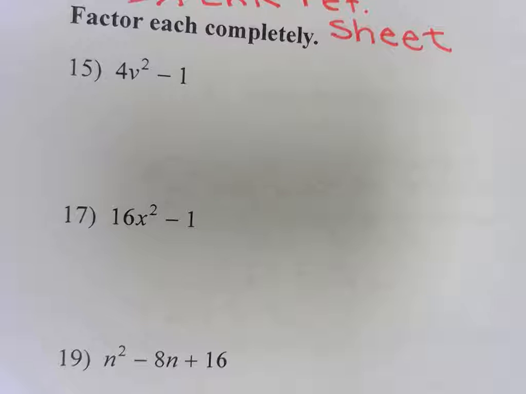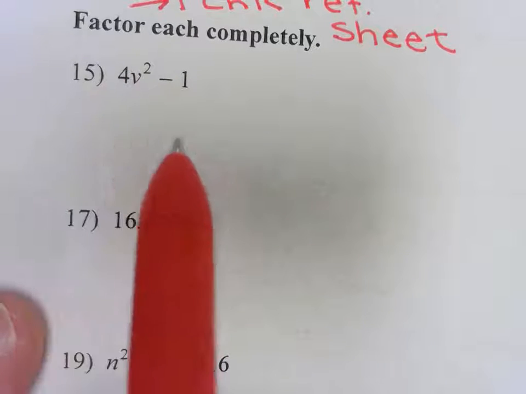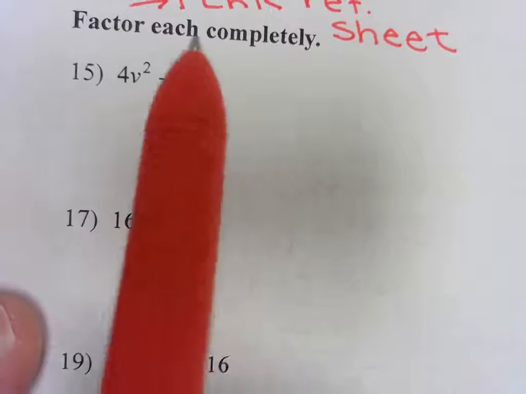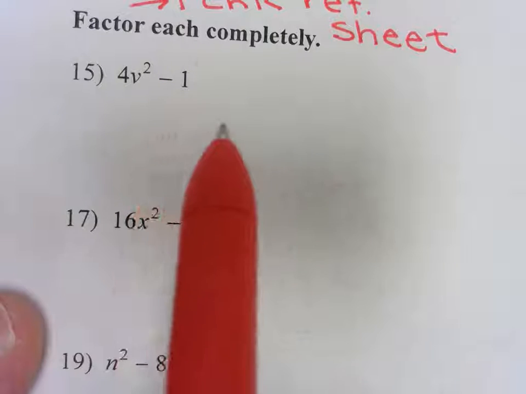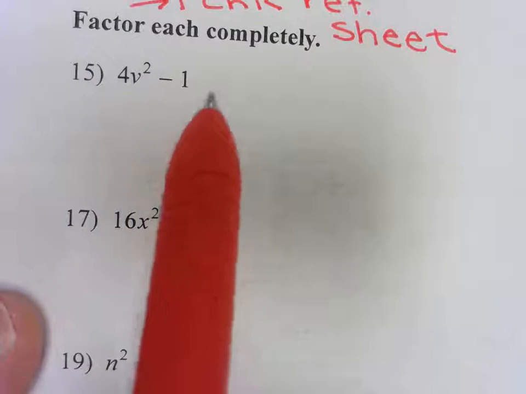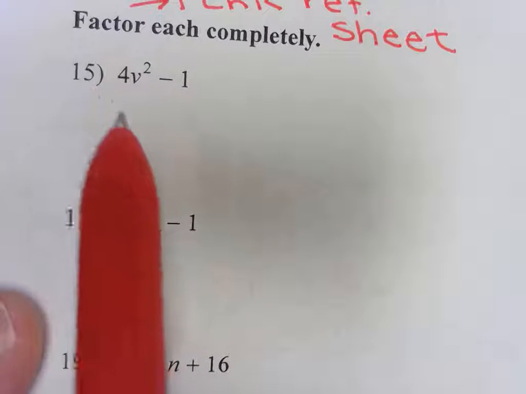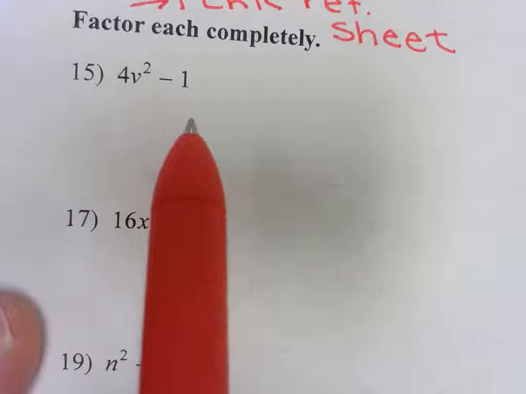Difference of perfect squares, the binomial. So I want to see, is this a difference of perfect squares? First of all, is this a difference? This is not rocket science. What does difference mean? Subtract. Is this subtraction? Yes. Don't make it harder than it is.